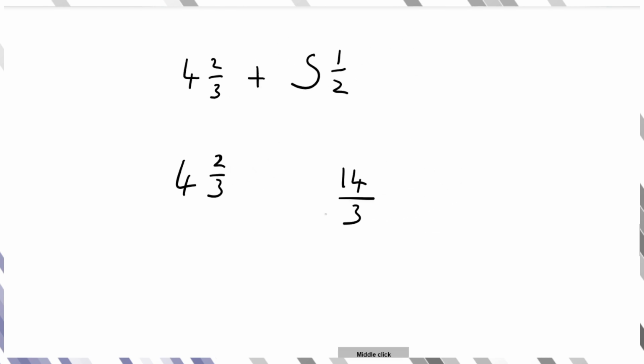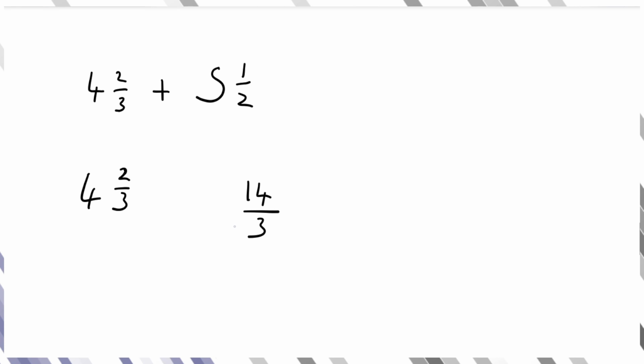So if we've got 4 2/3, and we're going to add to that 5 1/2, then it's easiest to just convert them both to improper fractions like that one, and then add them together. So 4 2/3 and 5 1/2. Well, 4 times 3 is 12, plus the 2 is 14, so that's 14/3. 5 times 2 is 10, plus 1 is 11, so 11/2. And then from there we can add them together.